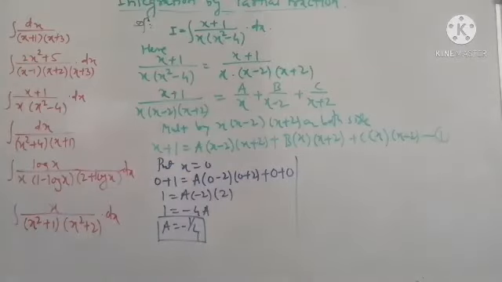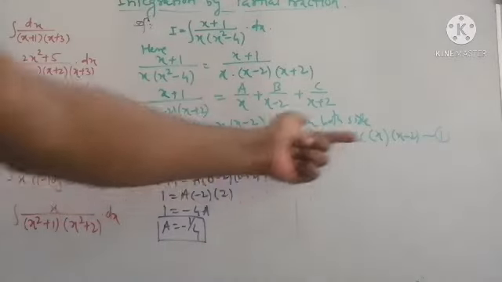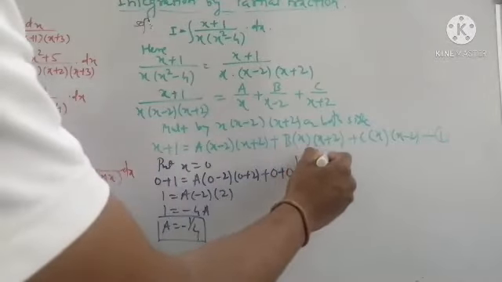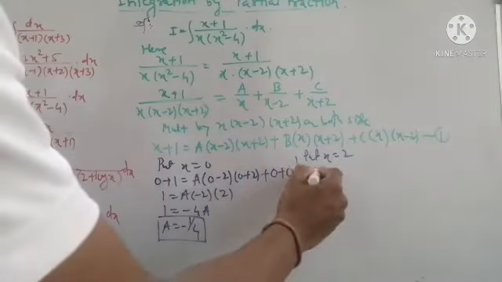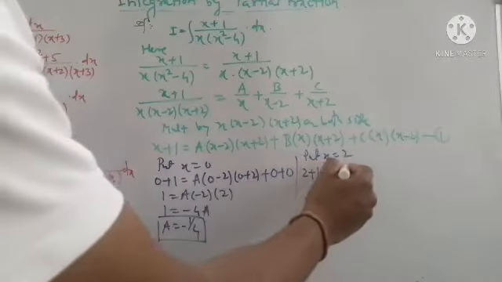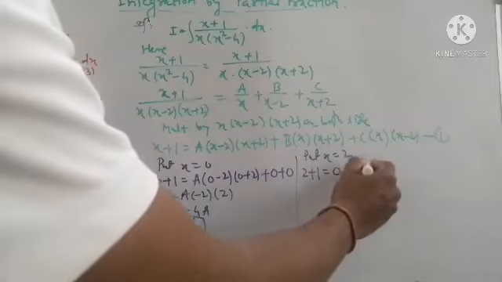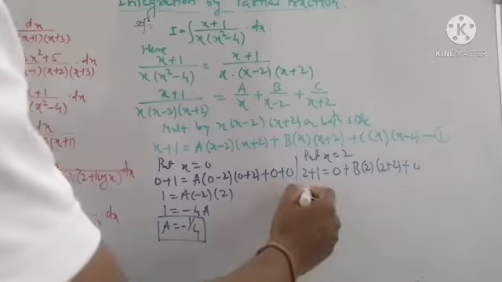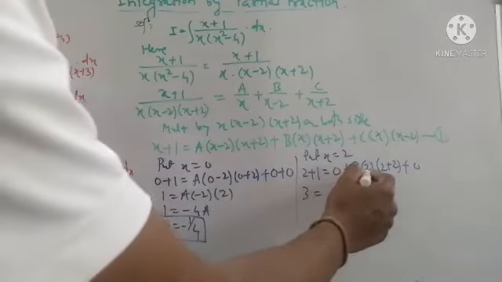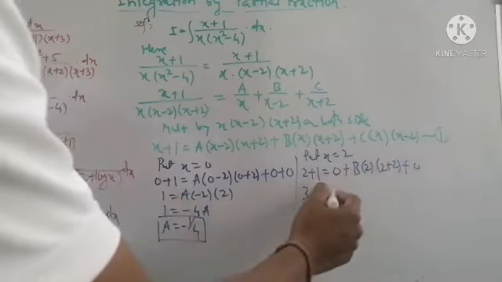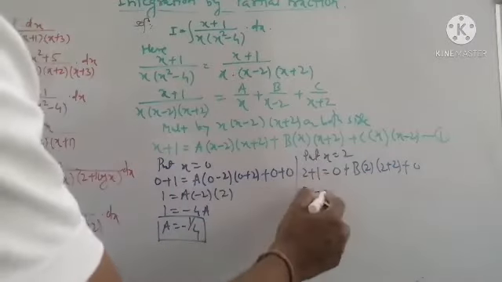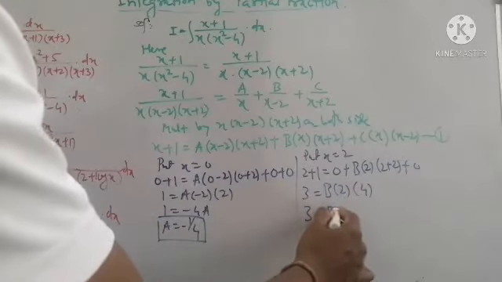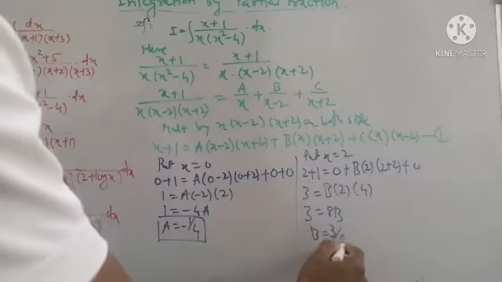Now to find the value of b, we check the common factor in the terms of a and c. As there is x minus 2, we put x as 2. On the left hand side we get 2 plus 1. On the right hand side the term of a becomes 0, and in the term of b we get 2 in the first bracket and 2 plus 2 in the second bracket, and the term of c again becomes 0. So 2 plus 1 is equal to 3, and b into 2 into 4 is 8b. So 3 is equal to 8b, so b is equal to 3 by 8.